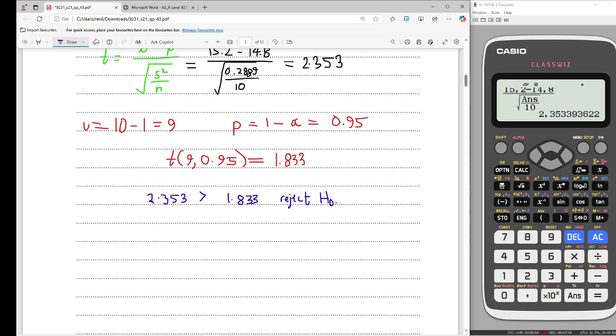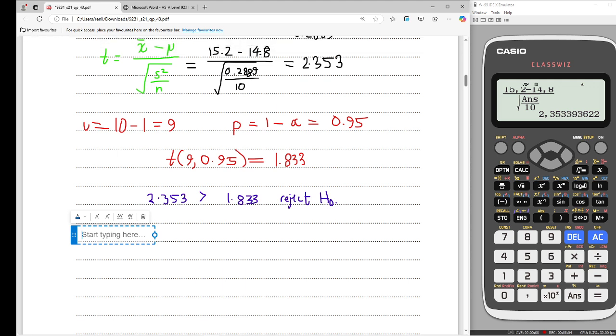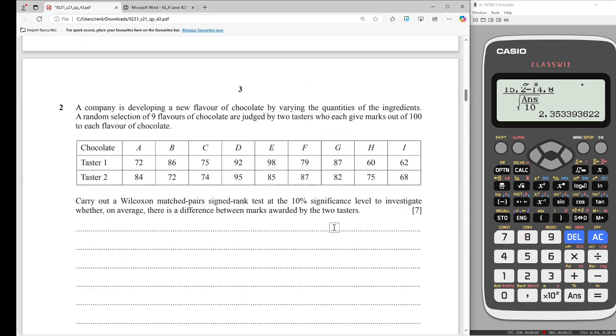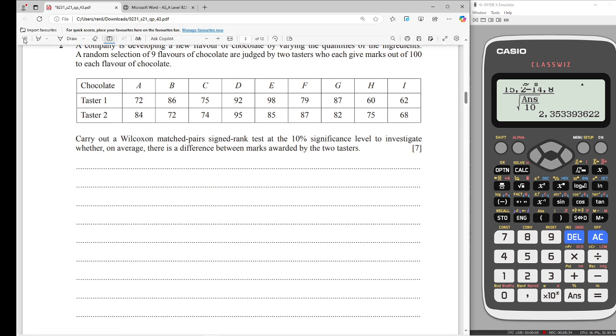Now that we reject it, we have to frame our conclusion in a sentence structure as below. When we reject H naught, we have to say there is sufficient evidence to suggest, or to accept, the alternative hypothesis, which is just farmer B's claim. That's our conclusion. Moving on, we have the Wilcoxon matched pair signed rank test.